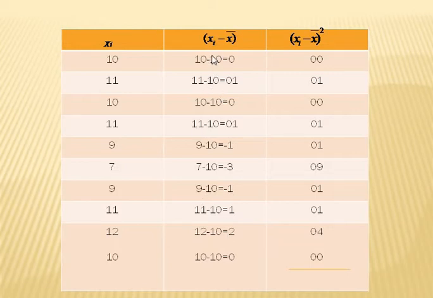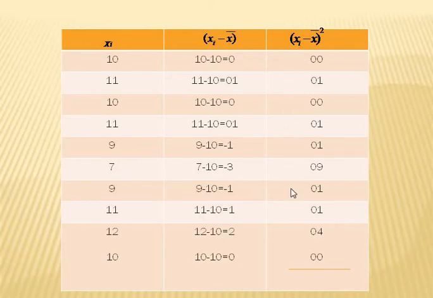In the second step we take xi minus x bar. For the first value, 10 minus 10 is 0, 11 minus 10 is 1, 10 minus 10 is 0, 11 minus 10 is 1, 9 minus 10 is minus 1, 7 minus 10 is minus 3, 9 minus 10 is minus 1, 11 minus 10 is 1, 12 minus 10 is 2, and 10 minus 10 is 0.